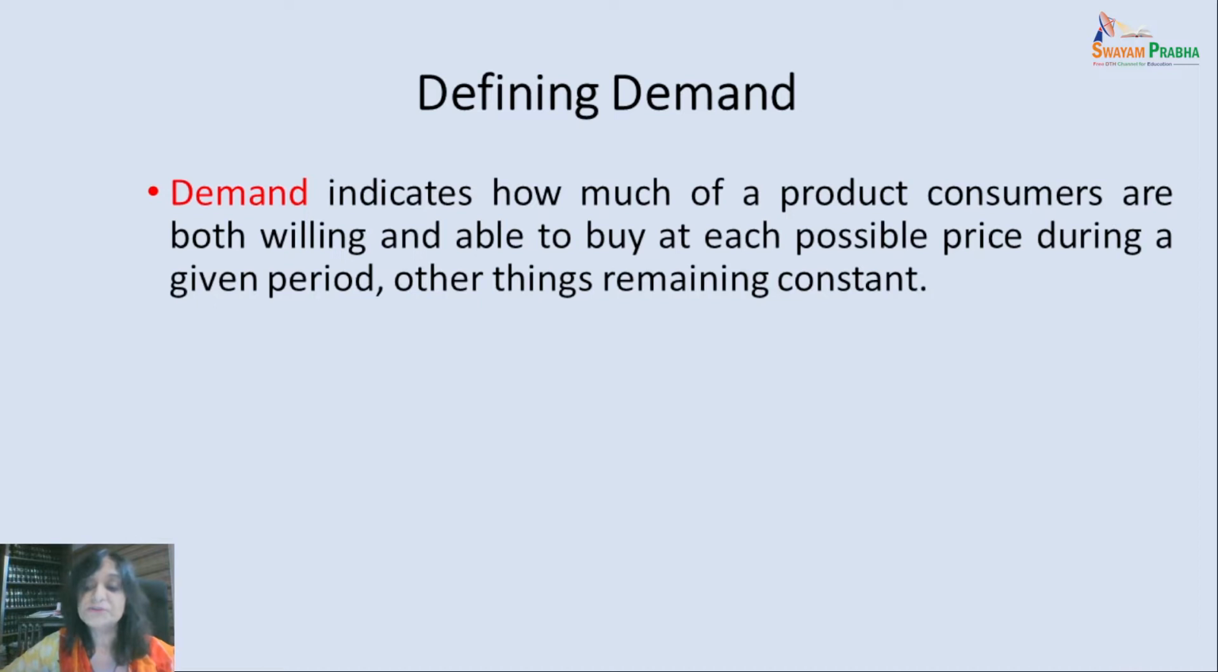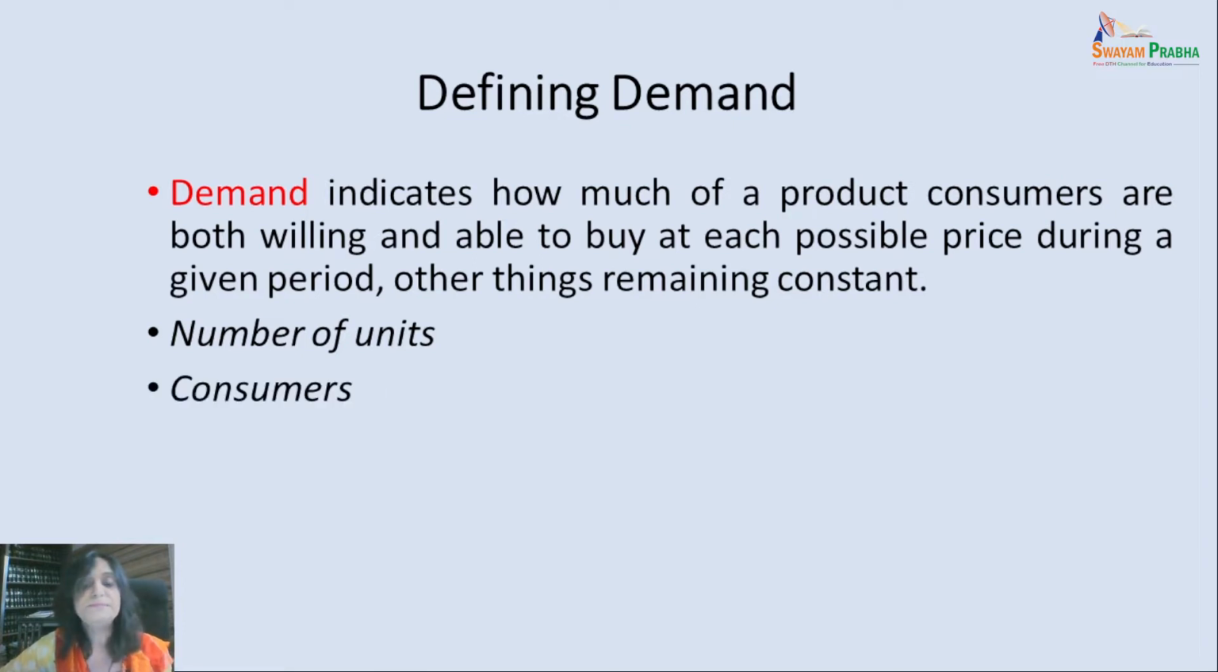To understand this definition better, let us divide it into various components. First, if you carefully look at the definition of demand, there are a certain number of units involved: how much of a product consumers are willing and able to buy. So whenever we are defining demand, we are talking about number of units. Second, we are talking about consumers. Who is going to buy? We are talking about somebody who is going to buy this product for the purpose of consumption.